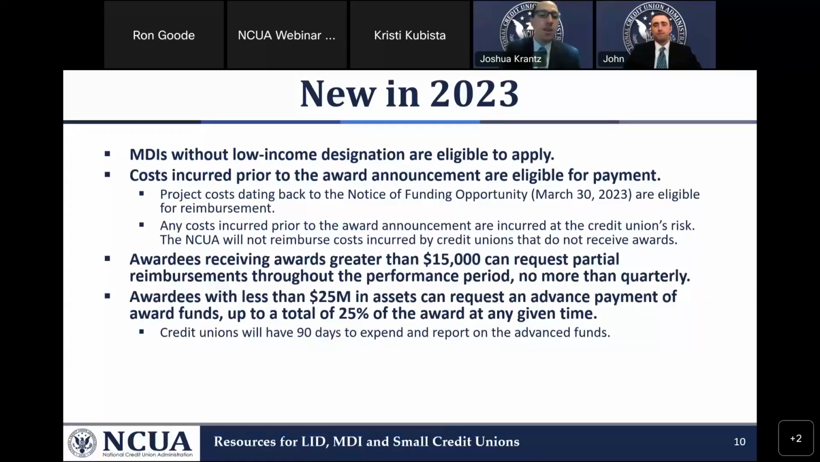And then finally, credit unions with less than $25 million in assets can request advance payment of award funds up to 25% of the award at any given time. Credit unions will then have 90 days to expend those funds and report on the progress of their project.